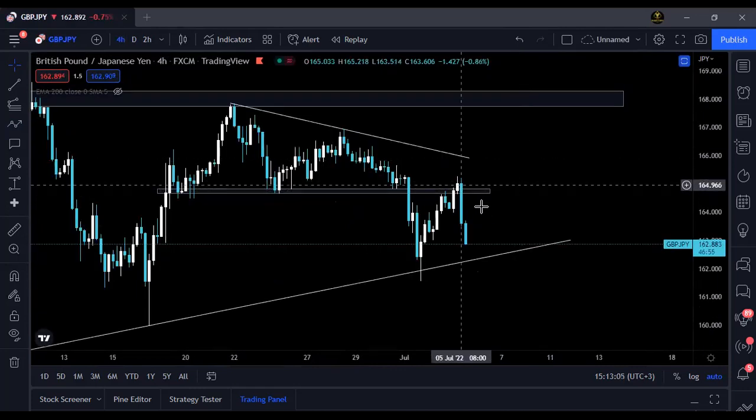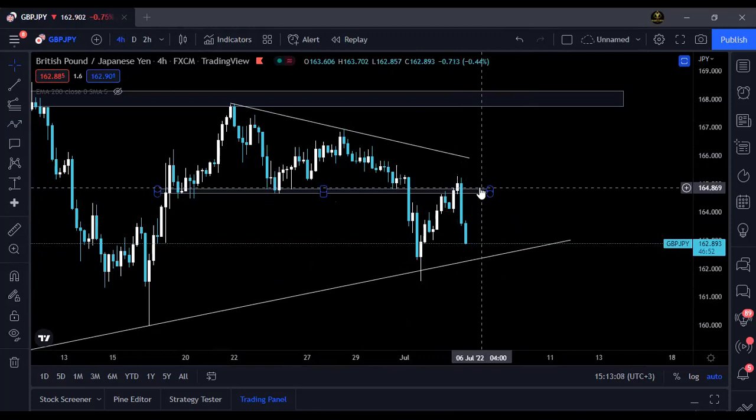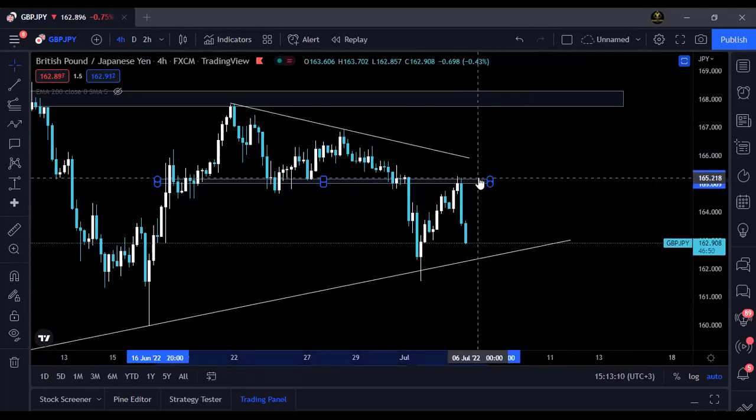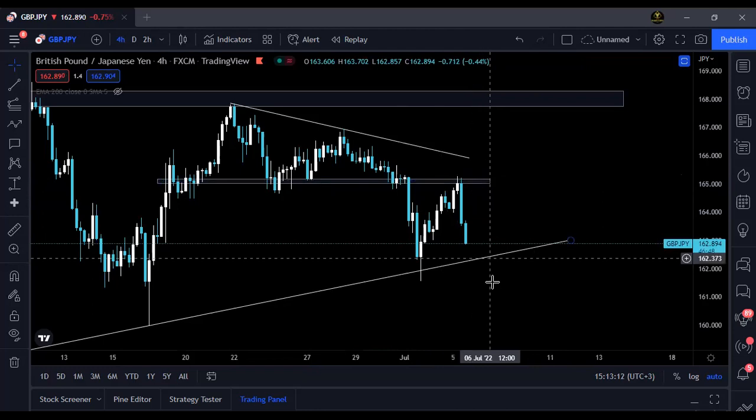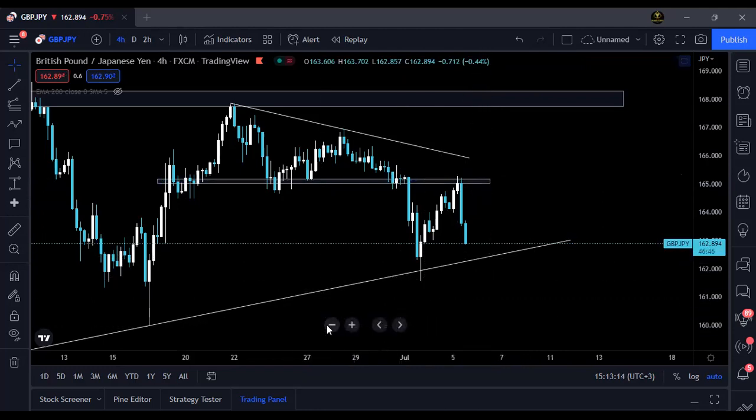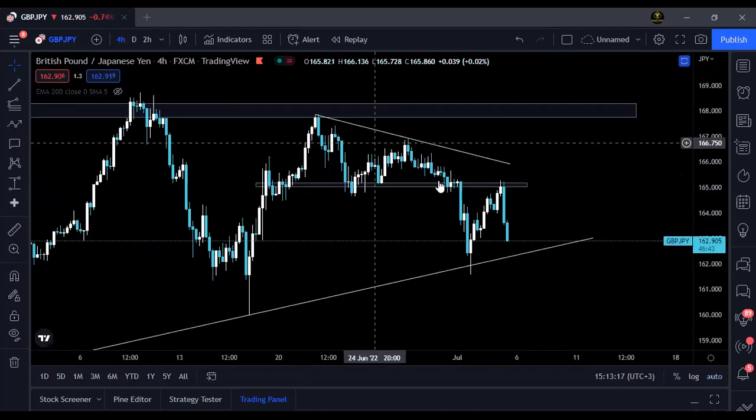GBPJPY. Oof. JPY is dumping. JPY is insane. JPY is gaining strength. So right now prices are pushing lower. Let's see how it plays out, man. It just broke here and retested it.